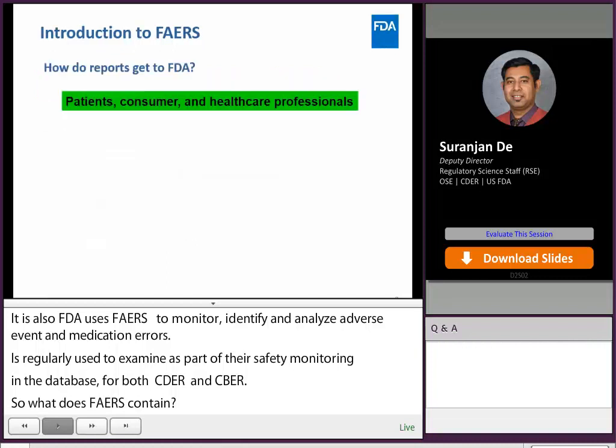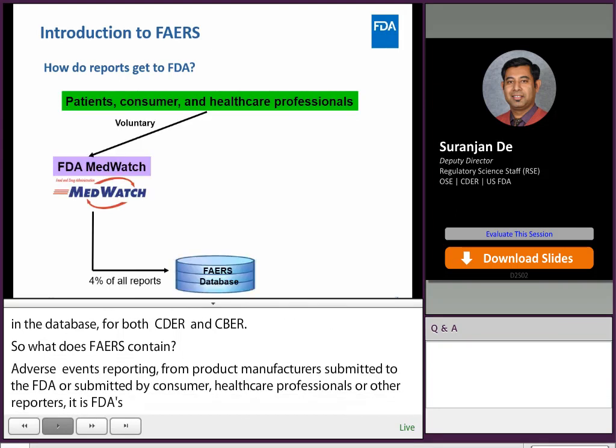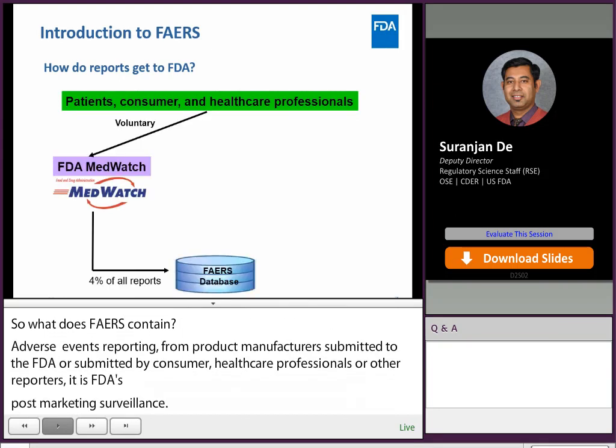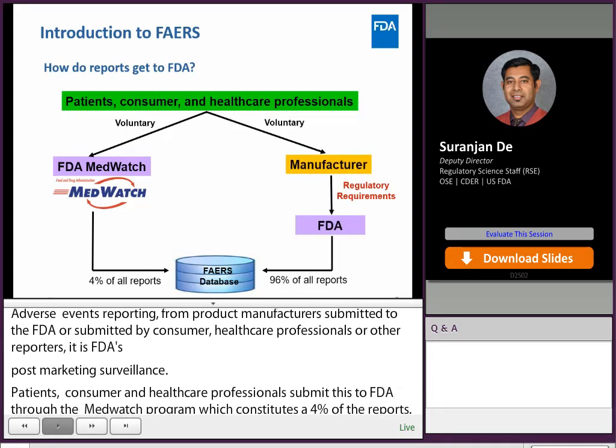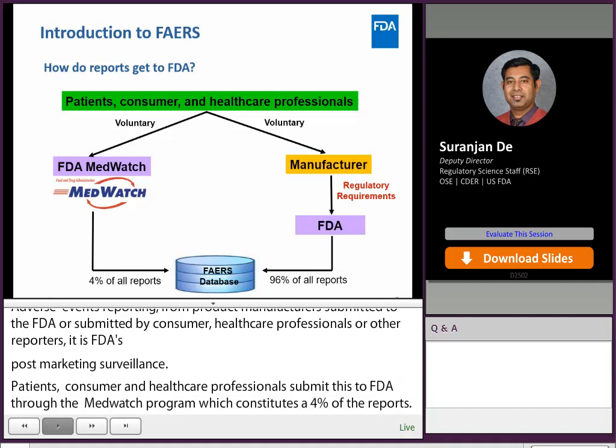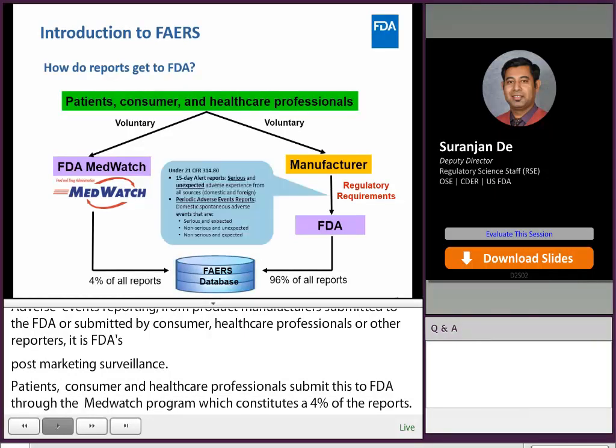Where do we get this data from? Patients, consumers, and healthcare professionals submit this data voluntarily to FDA through the MedWatch program, which constitutes 4% of the reports. The same consumers, patients, and healthcare professionals also voluntarily submit to manufacturers. But in that case, the manufacturers have to comply with the regulations, and that constitutes 96% of the reports. And they all come electronically.